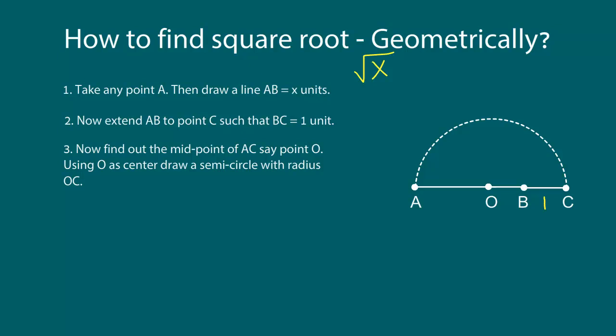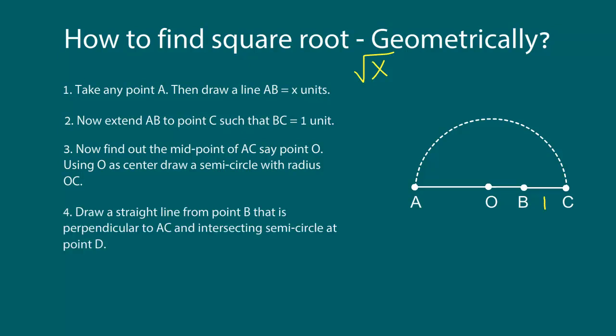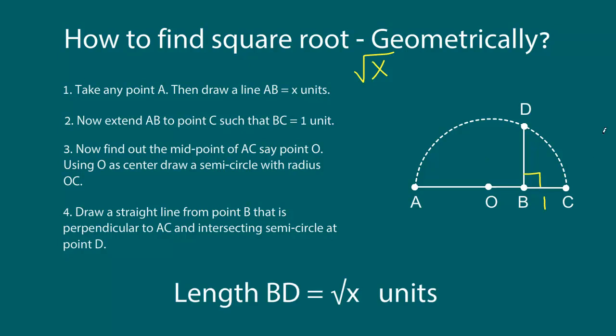After that, we draw a line perpendicular to AC, which is passing through point B. And that line cuts our semicircle at, let's say, point D. So this angle is 90 degrees by construction. And this line cuts our semicircle at point D. Then we say that the length BD is square root of x.